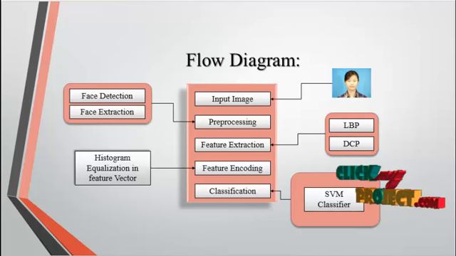After the feature extraction, the feature encoding is carried out using histogram equalization. In this encoding part, the arrangement of the features is narrowed by using the histogram, and the classification is carried out by using the SVM classifier. The SVM classifier is well suitable for the features extracted using the LBP method.